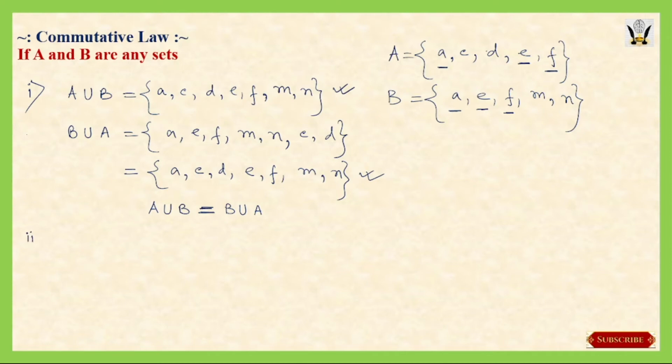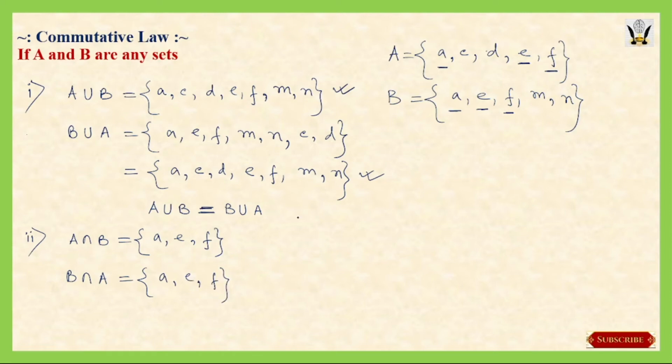Next we will perform the intersection operation between A and B. Intersection means we include only the common elements in the resultant set, and the common elements are A, E and F. So in the resultant set we will have only these three elements A, E and F. Now if we perform the intersection operation between B and A, again we include the elements which are common between B and A, and we take from B. So it will be again A, E and F only.